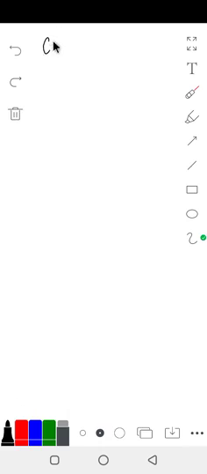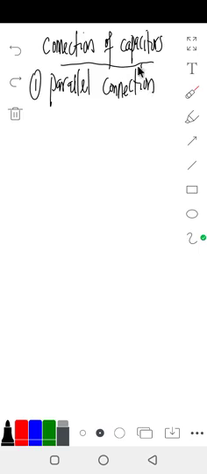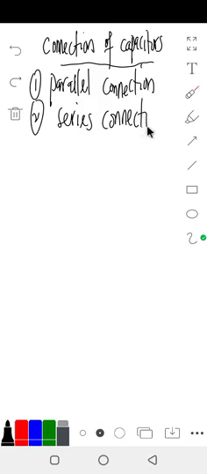Let us go to connections. Connection of capacitor, which is the last one. Capacitors can be connected in number one, parallel. Parallel connection of capacitor. It can also be connected in series. Series connection. And let us look at the parallel connection of capacitor.